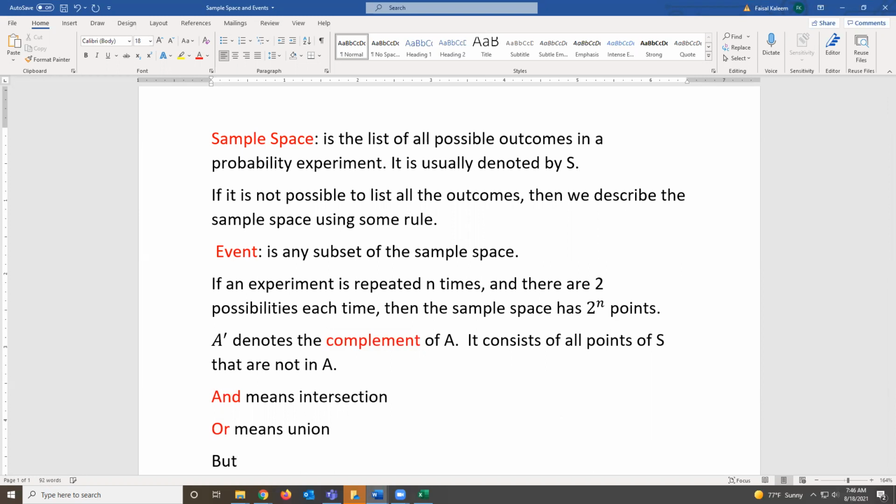But means the same as and. Let's illustrate how.